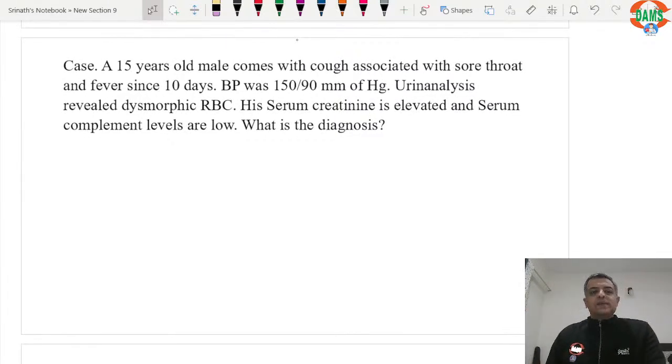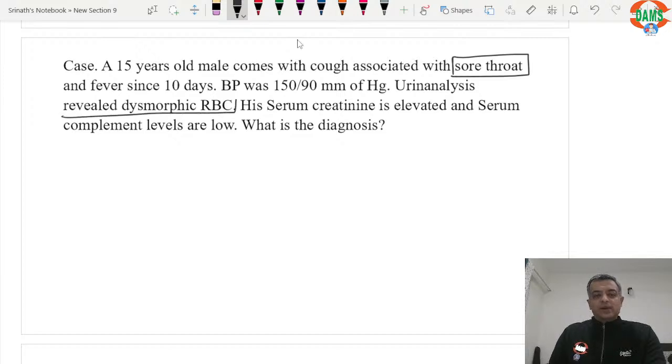Okay. Last one for our nephrology. So here, when the patient comes with cough and sore throat with dysmorphic RBC, the patient has got sore throat and also is having glomerulonephritis. Then we know the patient is having post-pharyngitic GN.